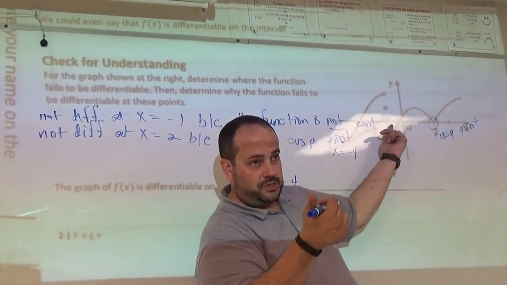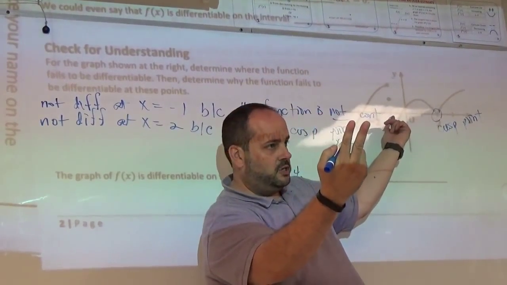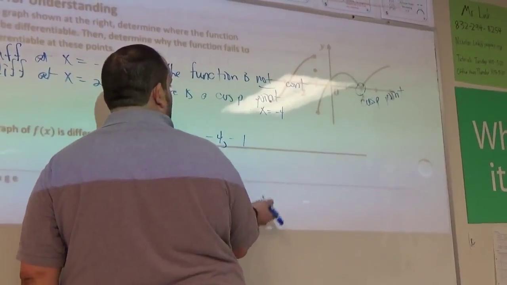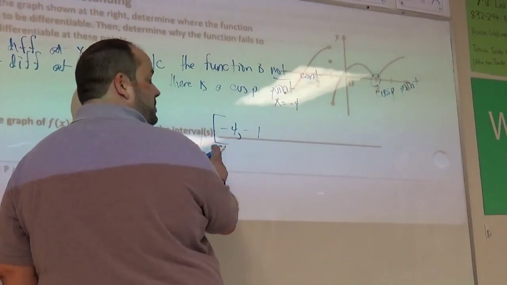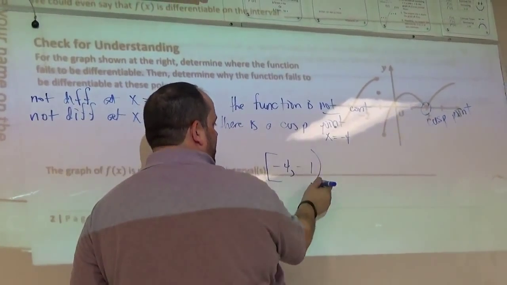is the function continuous? Yes. Do we see any sharp points? No. Do we see any vertical tangent lines? No. So you are differentiable from -4 to -1, and I'm going to use a bracket at the -4. How about -1? No. I'm going to have to use parentheses.